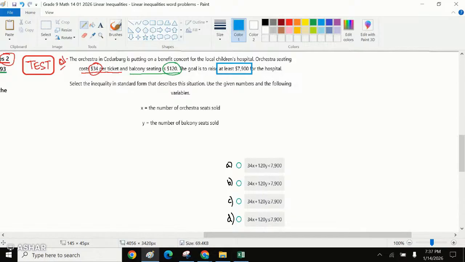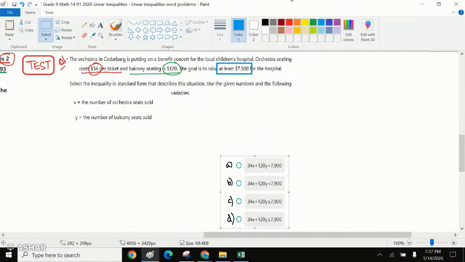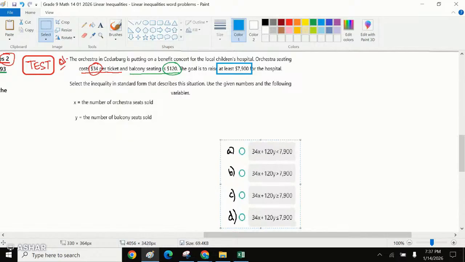So which inequality should be the answer? Option A, B, C, or D? Can I have the answer? Since you people are supposed to complete this, I'll just try to zoom in. So which option is the correct? Option A, option B, option C, or option D?